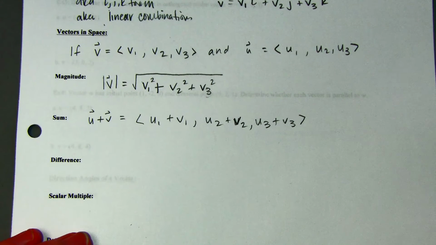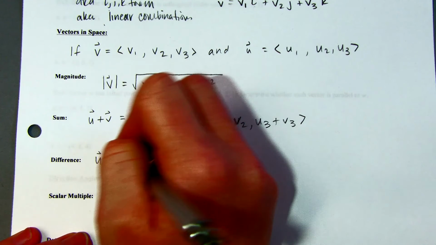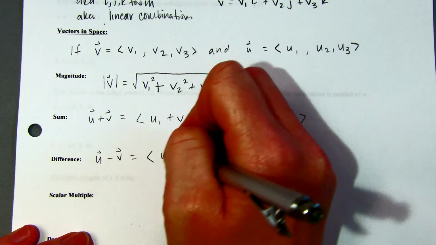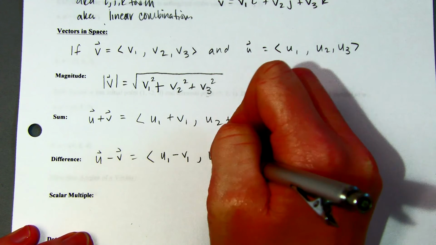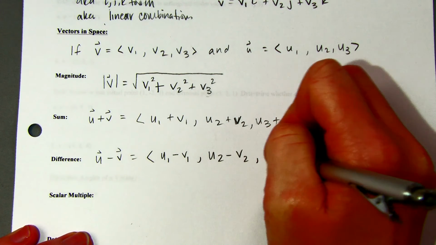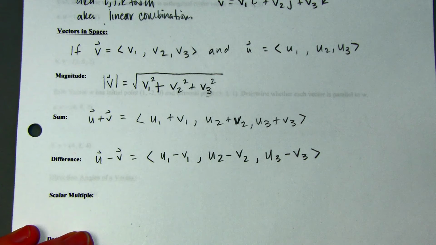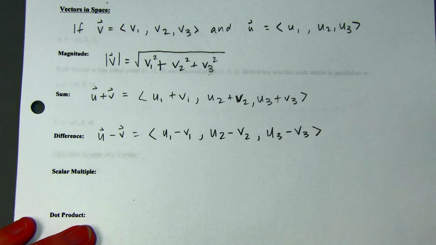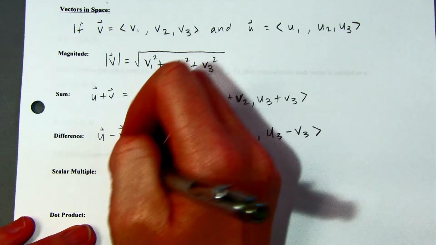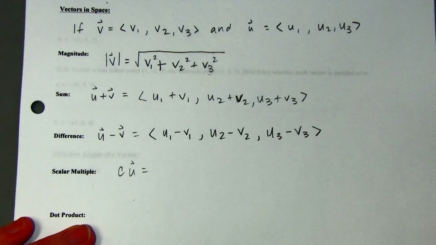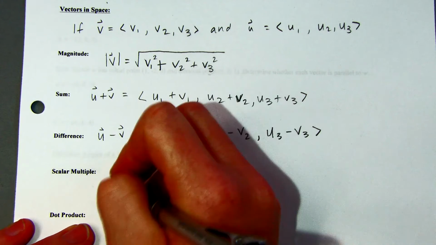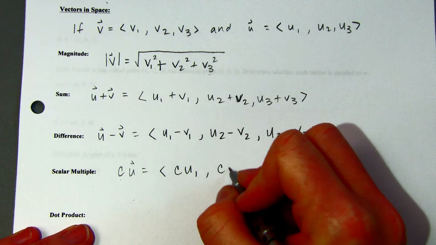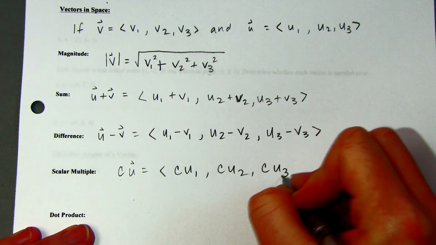Similarly with their difference, and as with any subtraction, the order matters. So if I'm going to take u minus v, then I'm going to take all the u components minus all the v components. Scalar multiples work in the way you would expect. If c is a constant, then I take that constant times each of the individual components of the vector.